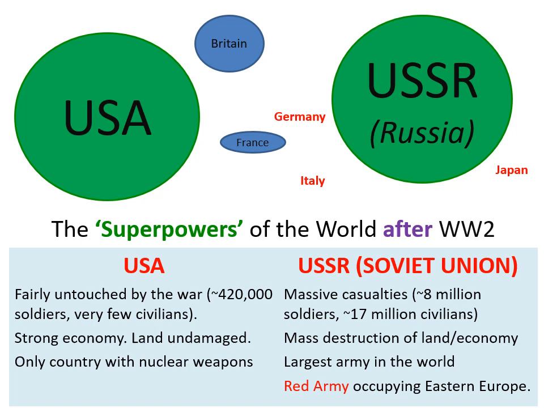If you look at the other superpower, the Soviet Union, they've had a very different experience during the war. They've had mass casualties, far more than any other Western power. 8 million soldiers are killed or seriously wounded, and over twice as many civilians. All of Eastern Europe and West Soviet Union, so places like Moscow or Stalingrad, have been pretty much completely destroyed and have to be built from the ground upwards. But in the Soviet Union's favour, they've got the largest army in the world, easily larger than America's army, and their Red Army is occupying Eastern Europe.